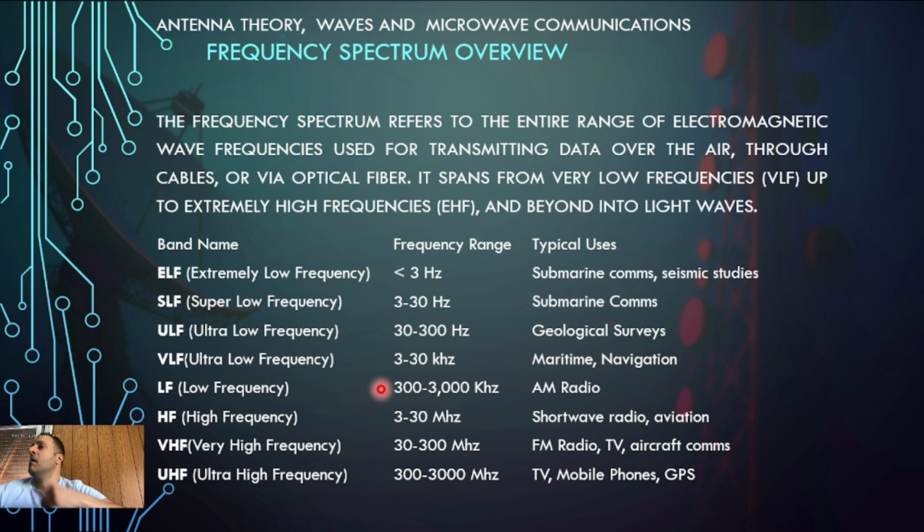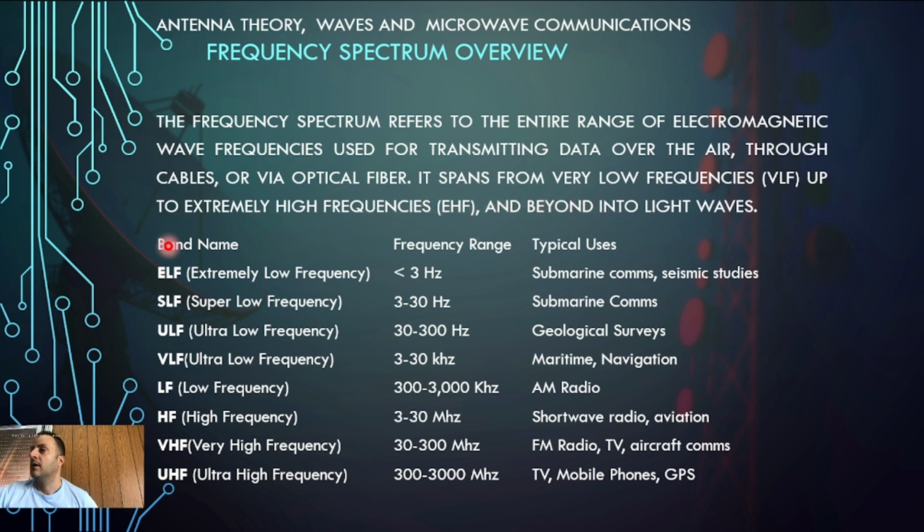At first, the frequency spectrum refers to the entire range of the electromagnetic wave frequencies used for transmitting data, for telecommunications and transmission. Transmitting data over the air, through cables, or via optical fibers. Of course, optical fibers use nanometric waves which are in the visible range. It spans from very low frequencies, like VLF, up to extremely high frequencies, EHF, and beyond into light waves.